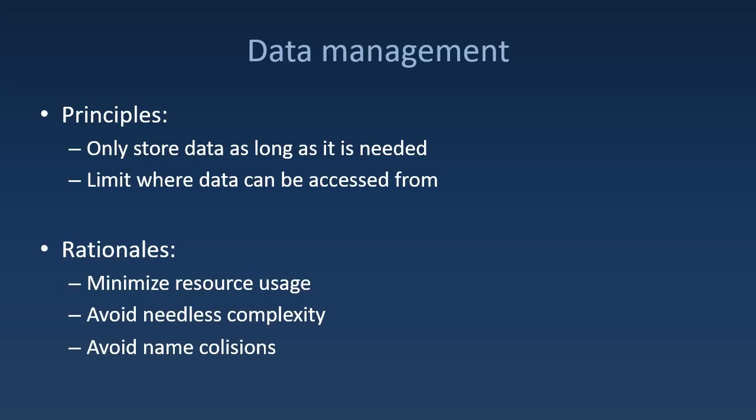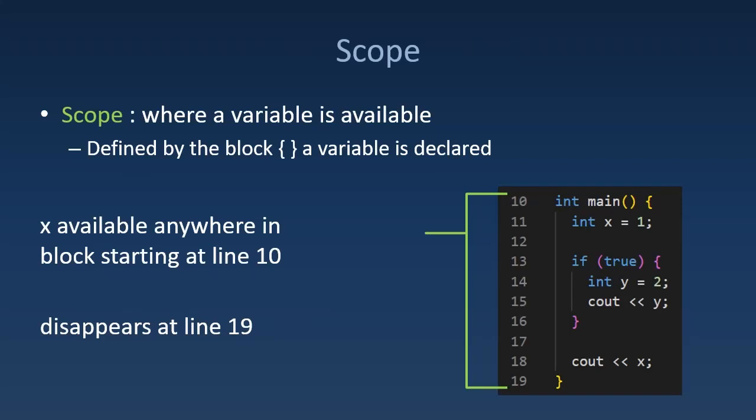So to accomplish these goals, to allow us to use the same name in different places in our code, to avoid keeping things around for too long, we have this mechanism called scope. And scope is simply the idea of the lifespan of a variable, where it's available from. And in C++, the basic rule for scope is it's going to be defined by the block in which a variable is declared. A block is a region of the code that is surrounded by the curly braces.